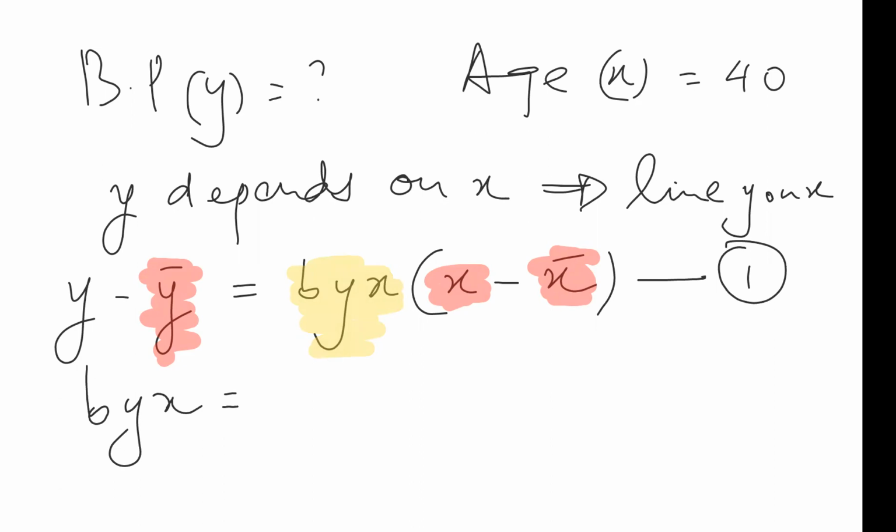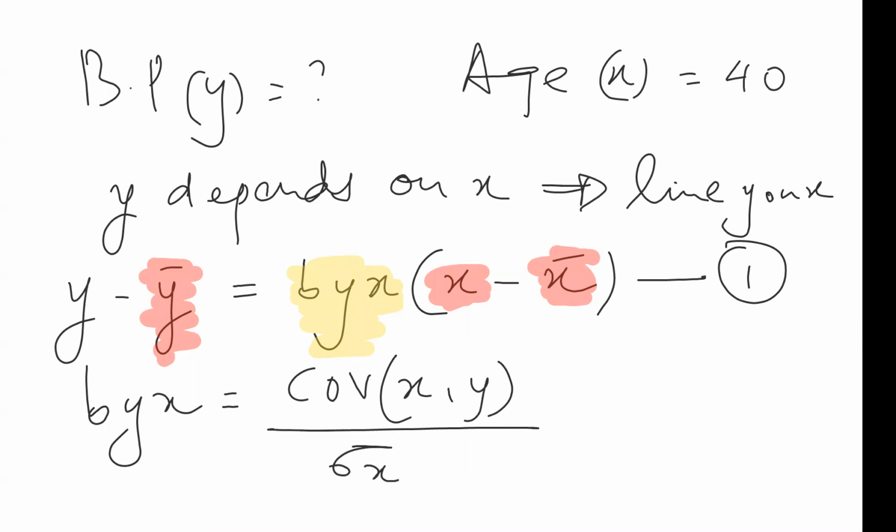Now for byx there are two formulae. One is the covariance between x and y, and the other formula is with regards to r, that is Karl Pearson's correlation coefficient. So for byx we will use the covariance formula: COV of xy upon standard deviation of x square, equation number 2. Fine. So two things. First we'll calculate covariance between x and y.